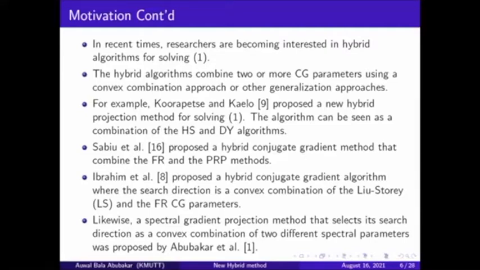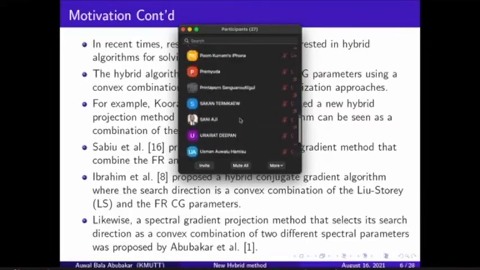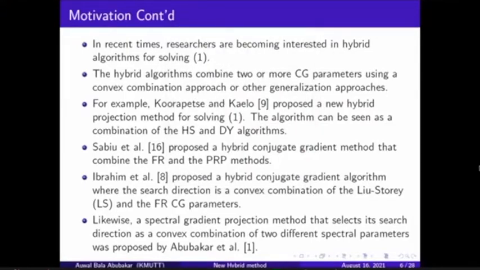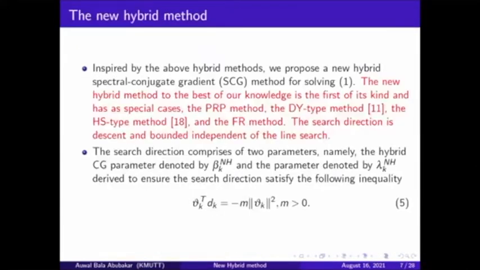So we thought about it and said, okay, can we do something different from what others are doing? The first thing that came to my mind is that if possible, we can have a combination of more than two algorithms, because all the researchers have been doing is combining two, not more than two. So I thought about it. I said, let me see if I can combine more than two algorithms, and in a different way, not like convex combination. So this is actually the motivation. Inspired by the above hybrid methods, we proposed a new spectral conjugate gradient method. The new hybrid method, to the best of our knowledge, is the first of its kind.